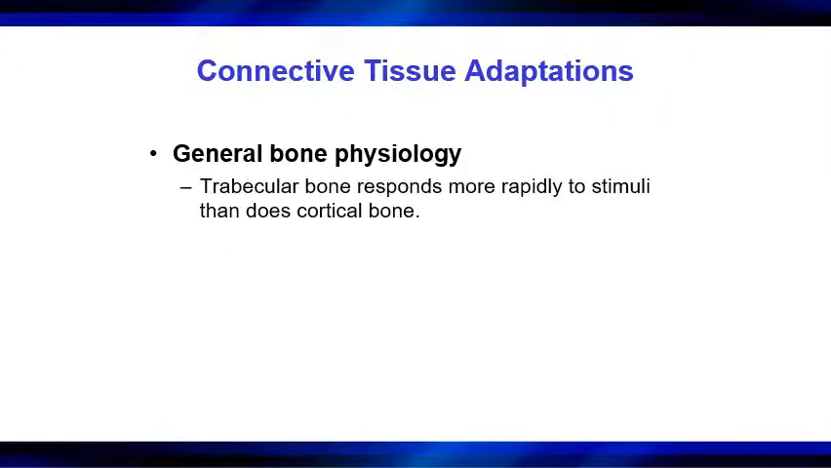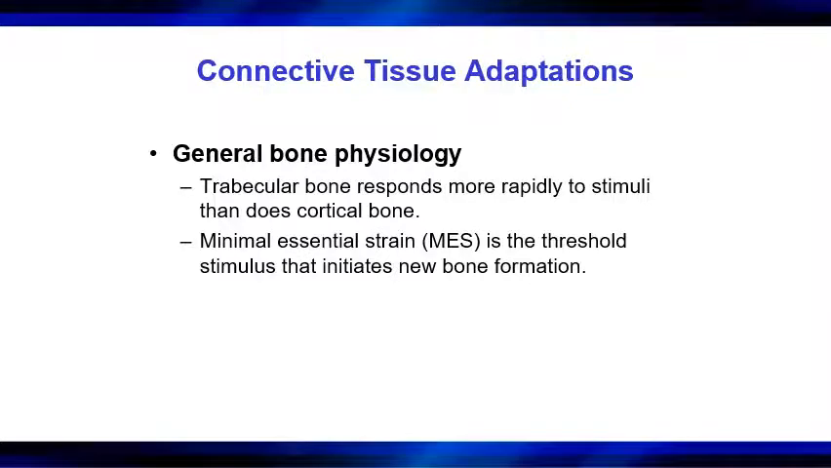So, general bone physiology. There are two different types of bone. You have trabecular bone, which is the spongy bone on the inside of the bone, and you have cortical bone, which is the hard bone on the outside. Okay. Trabecular bone responds more rapidly to stimuli than cortical bone. Okay, that's because it's the softer, spongy bone on the inside. Minimal essential strain is the threshold stimulus that initiates new bone.